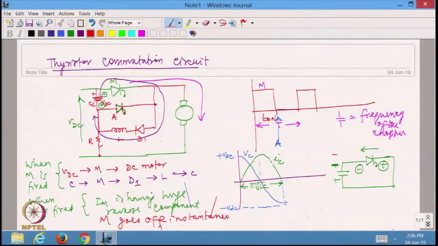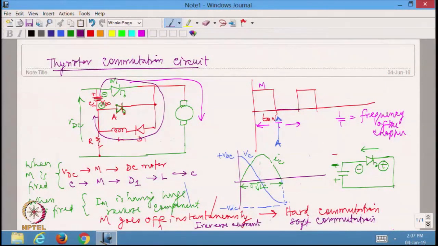Because M goes off instantaneously, we call this hard commutation. If you are allowing the reverse current to rise slowly, then you will call that soft commutation. Soft commutation is such a case where you are going to make the reverse current rise slowly. But this is very clearly hard commutation. Once the commutation takes place, this M is not going to conduct anymore.